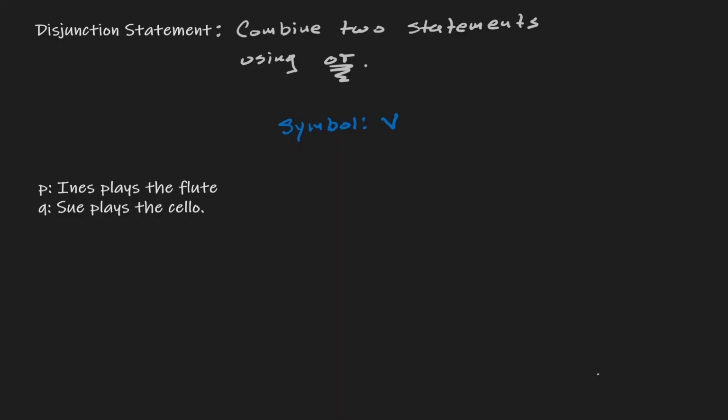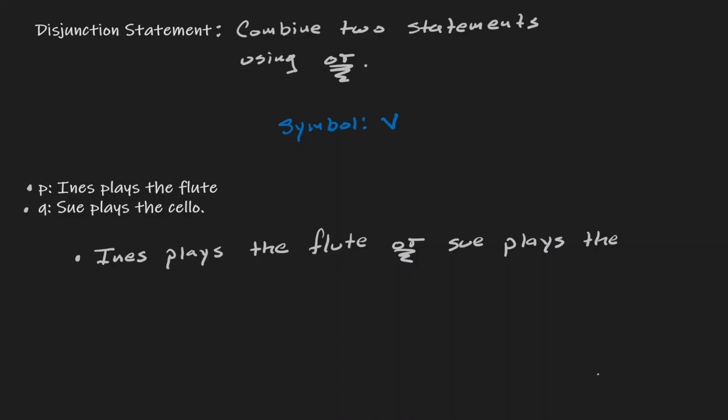So using that same idea that we have defined previously, if we let P represent Inez plays the flute, and we let Q represent Sue plays the cello, then let's write down how the compound or disjunction statement for those two statements would look. Well, the disjunction statement will look like Inez plays the flute or Sue plays the cello.